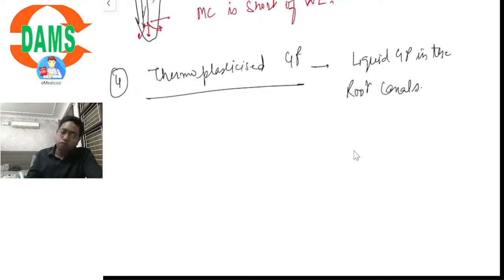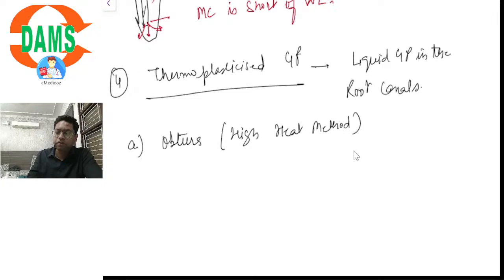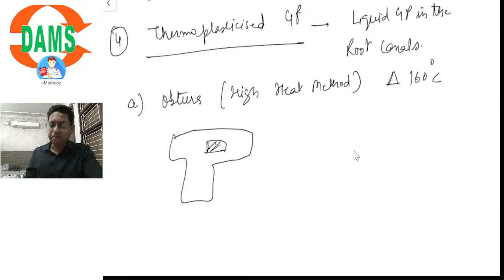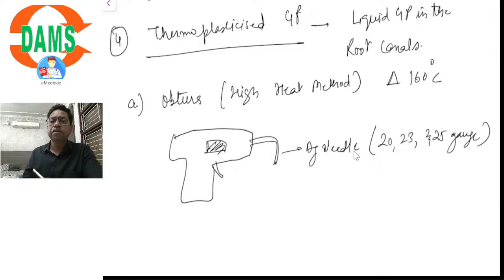Okay. What are the devices available? We use Obtura, which is a high heat method. The temperature up to which gutta-percha is heated is 160 degrees Celsius. So it's basically a gun-like device into which a cartridge of gutta-percha is placed. And there is a silver needle available in 20, 23 and 25 gauge.